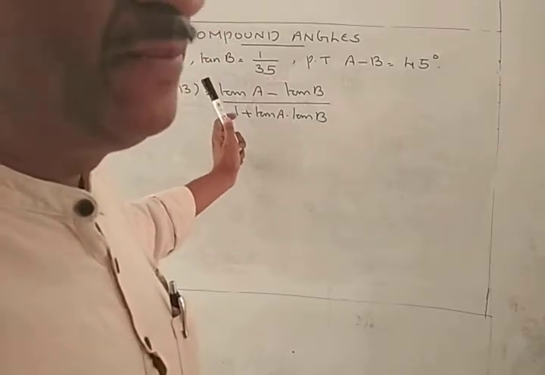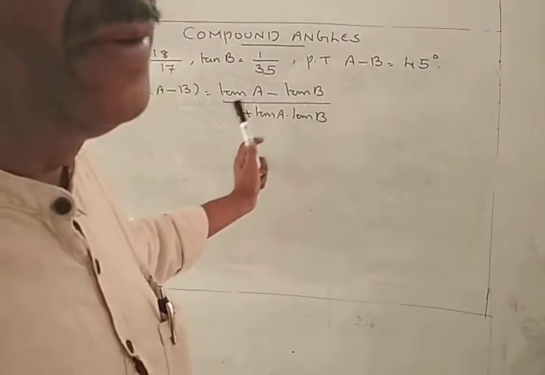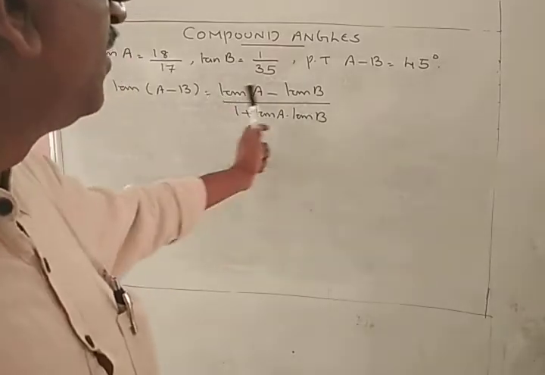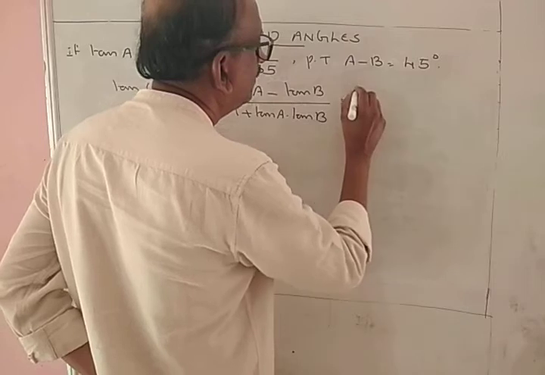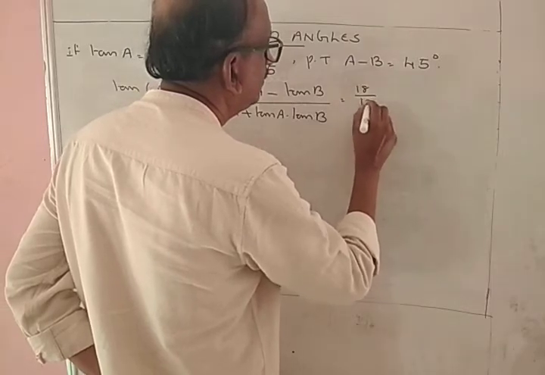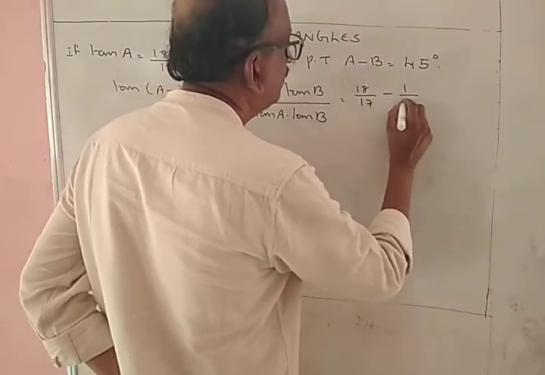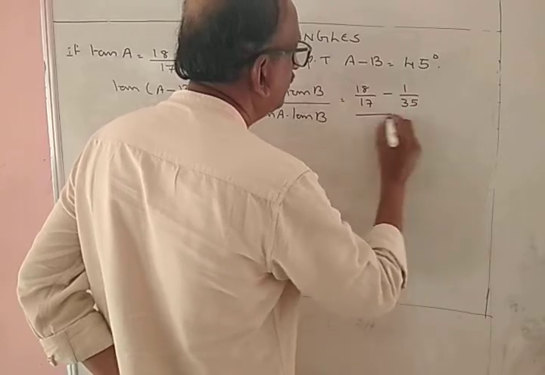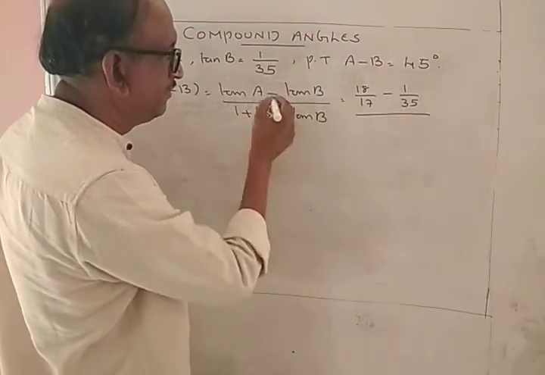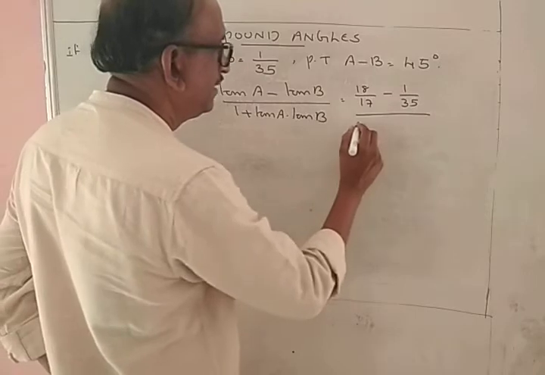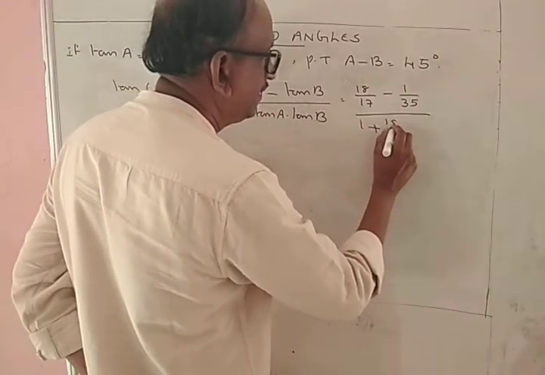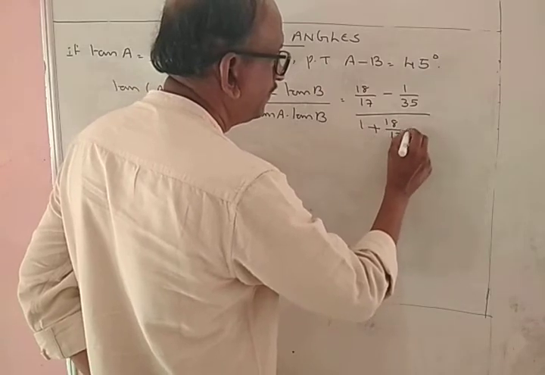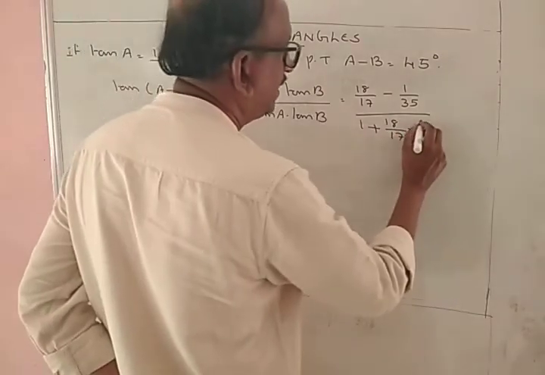The formula for tan A minus B is tan A minus tan B by 1 plus tan A tan B. Substitute the values. Tan A 18 by 17 minus tan B 1 by 35, divided by 1 plus tan A 18 by 17 into tan B 1 by 35.